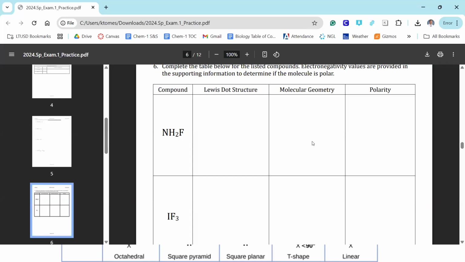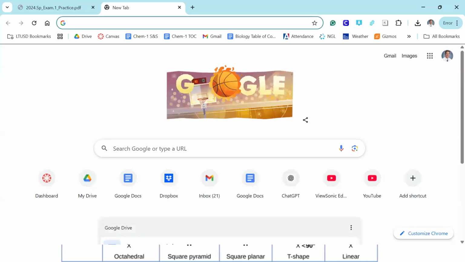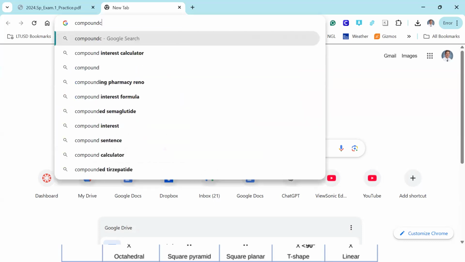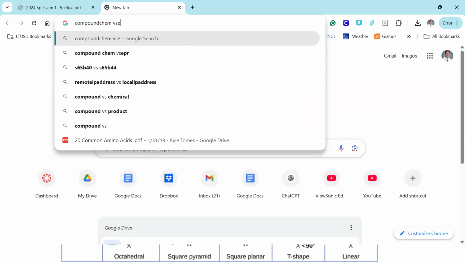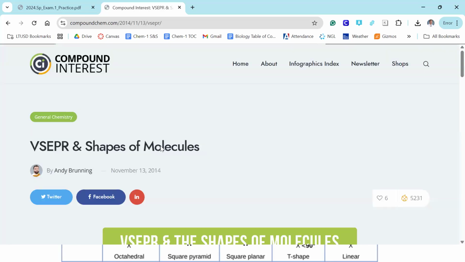Actually, if you're just interested in chemistry and you like seeing cool things, there's a chemist in the UK that has an interest in graphic design who does these really cool infographics. Infographics aren't as cool as they used to be because there's a lot of garbage ones out there. But Compound Chem is the name of the website.